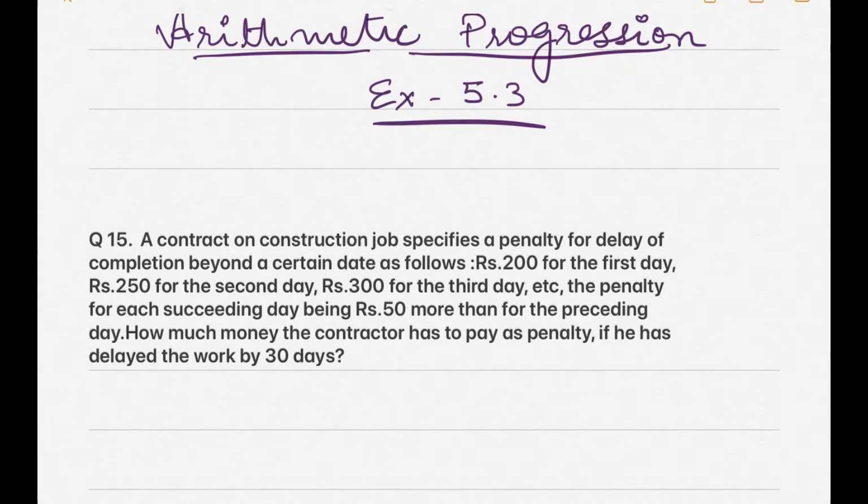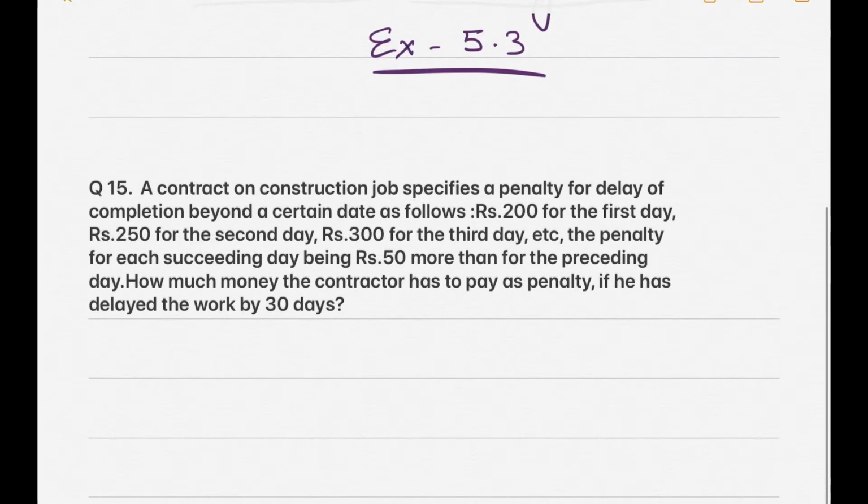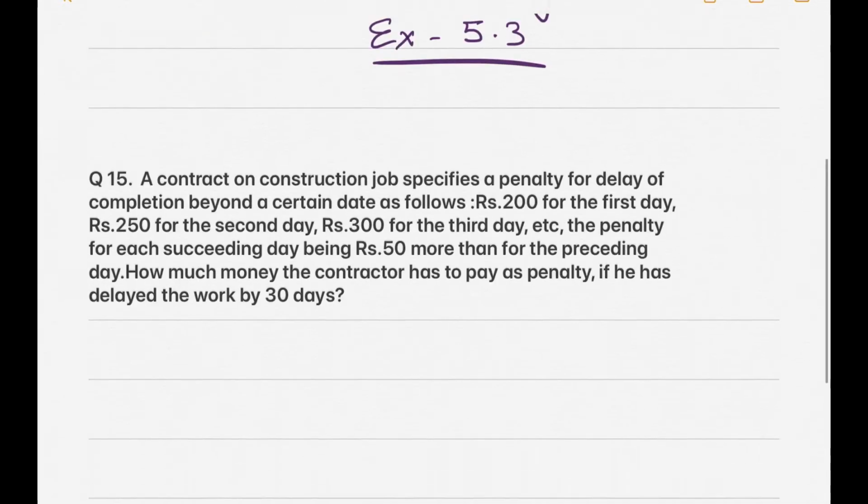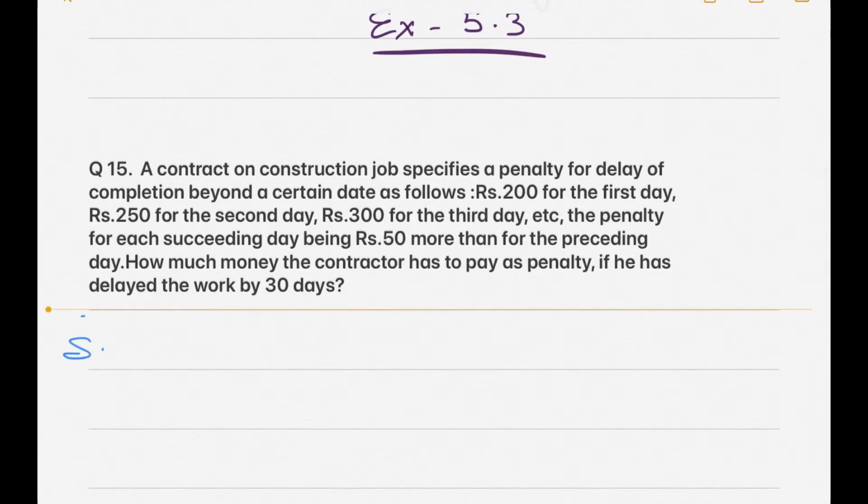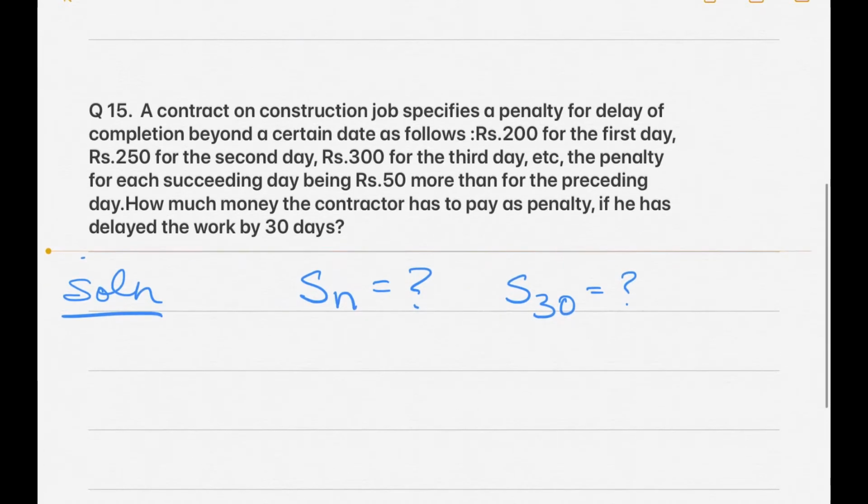Now, how much money does the contractor have to pay as penalty if he has delayed the work by 30 days? Okay, so we can clearly see from this that I have to find out the sum of money which the contractor has to pay for 30 days, right? So Sn I have to find out, or I can say the sum of 30 days' penalty. Here I have to find out.